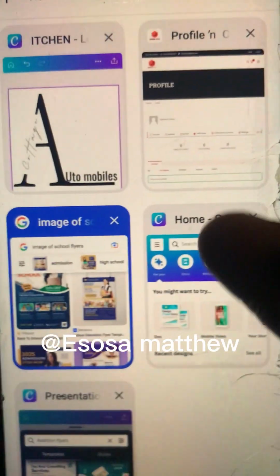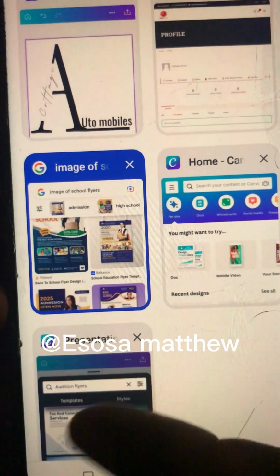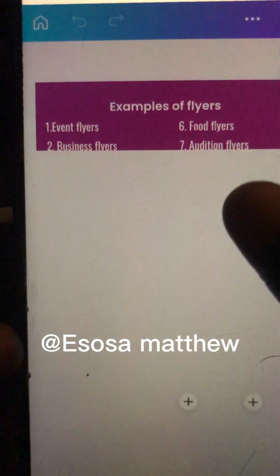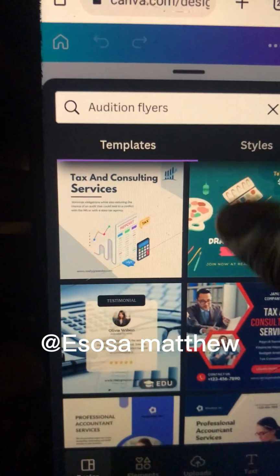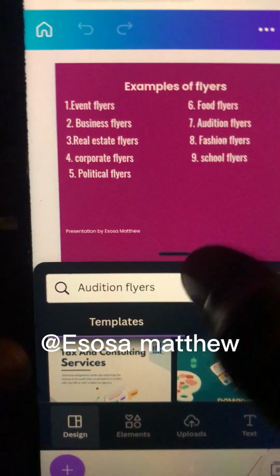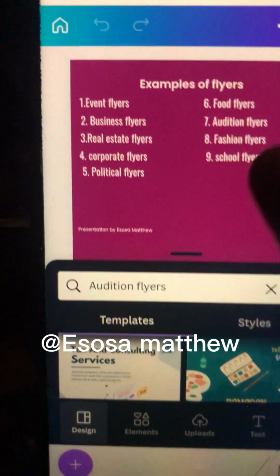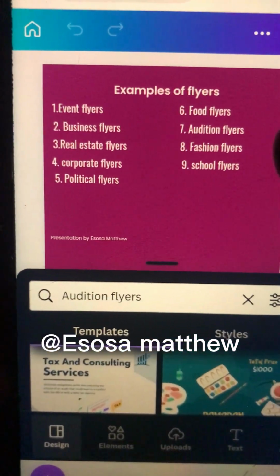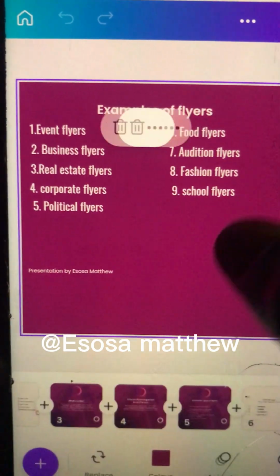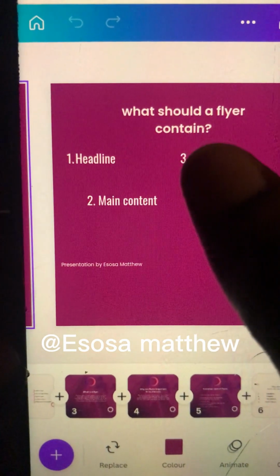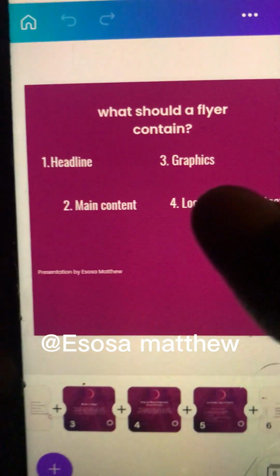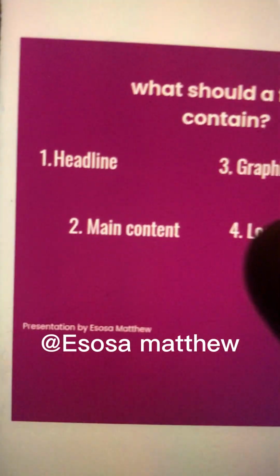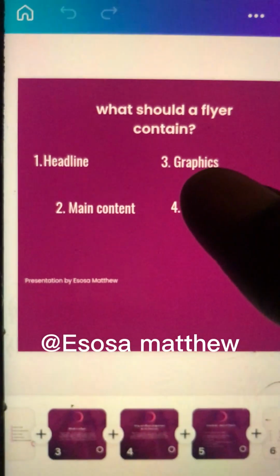All right, so let's go back to our presentation. We have finished the lecture on examples of flyers, right? So the last lesson is, what should a flyer contain?